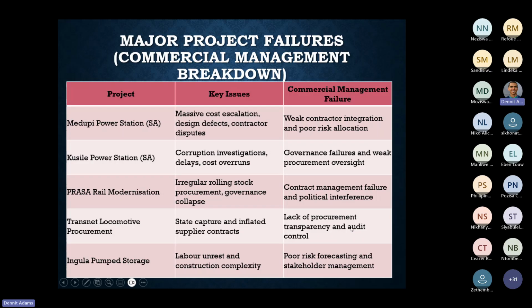Let's move to Ingula, which had some labor unrest issues, right? So poor risk forecasting and stakeholder management. This is how your project can fail as it relates to stakeholder engagement, not involving a certain percentage of the local contractors in your projects. That's oftentimes why you'll hear mega projects or big projects do that for a reason.